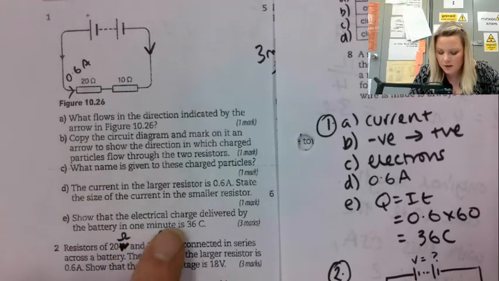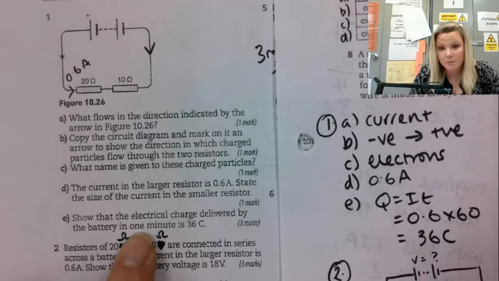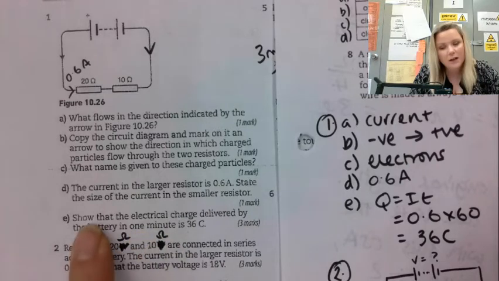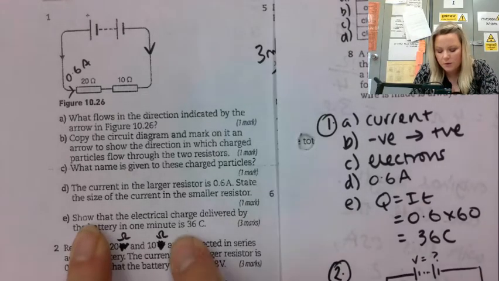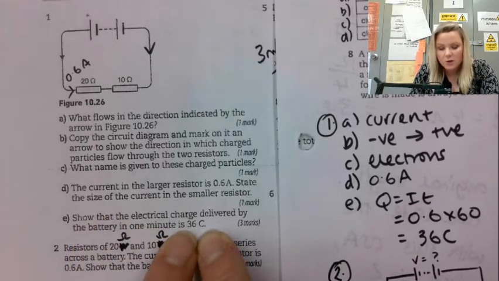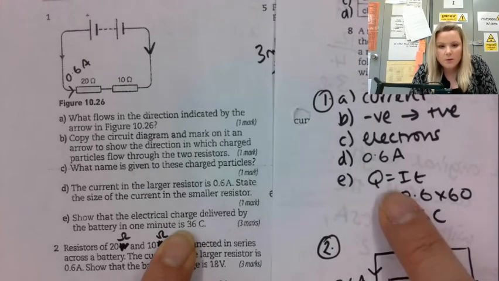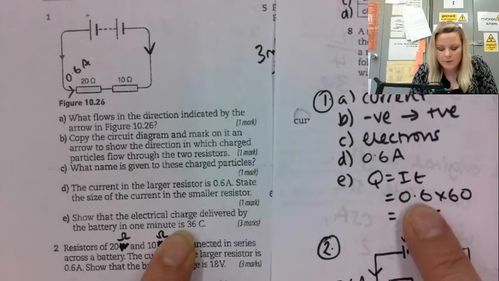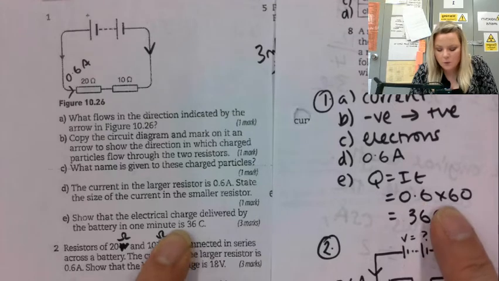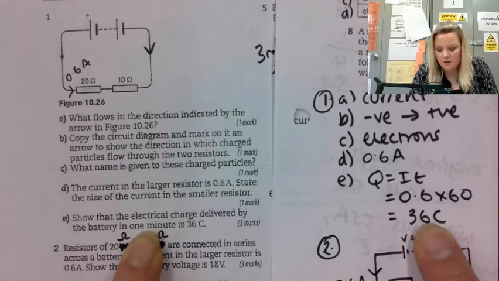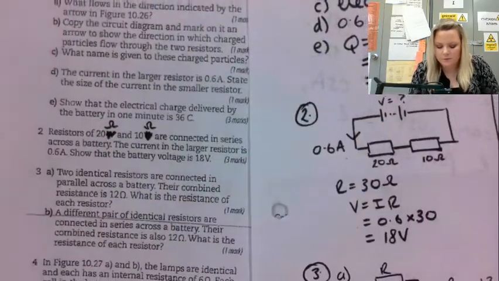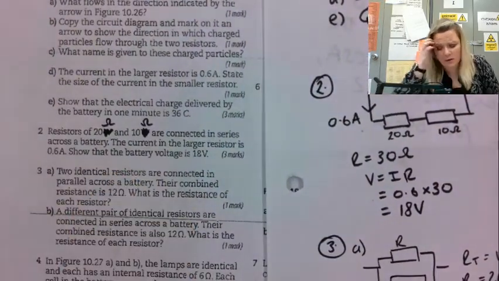Then E, show that the electrical charge delivered by the battery in 1 minute is 36 coulombs. If you ever get a show that question, it means your answer should be what they are asking you to show. So your answer should end up with charge equals 36 coulombs. So we just use Q equals IT for that. The current was 0.6, and 1 minute we need to change into seconds, so that's why that's 60 in there to get 36. Okay, should have warned you, my answers are a wee bit all over the place here.